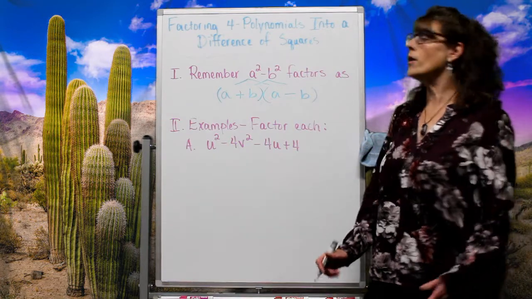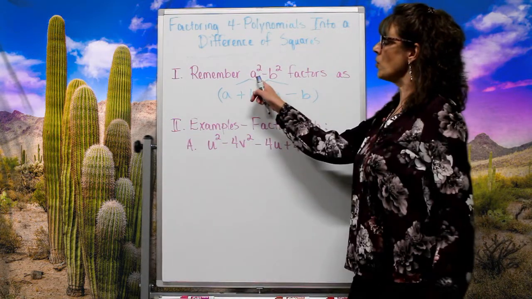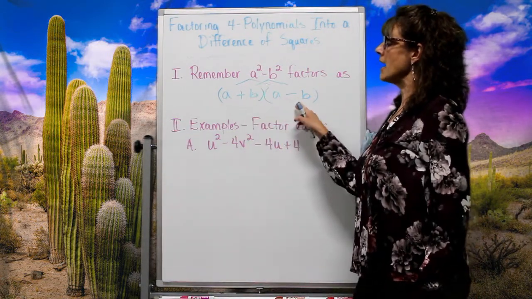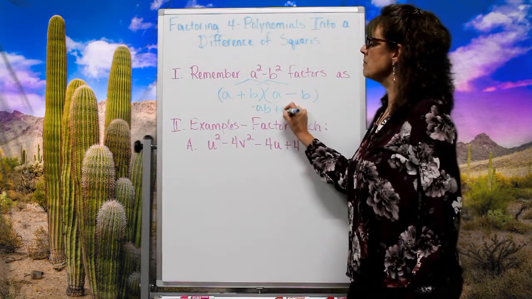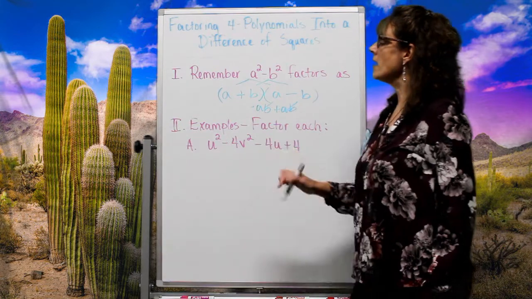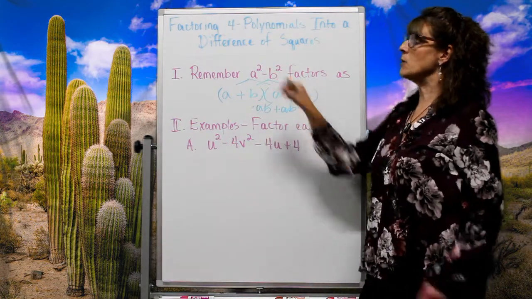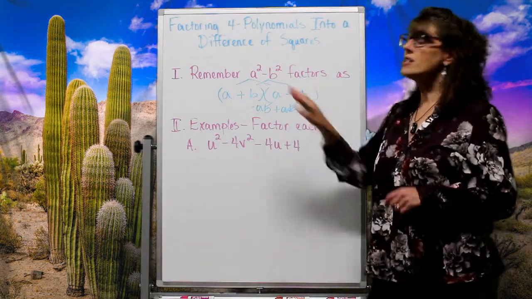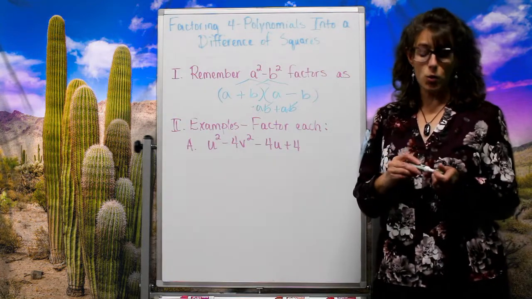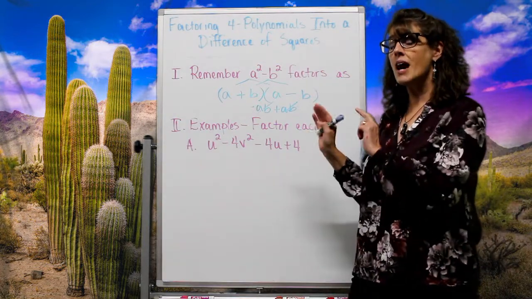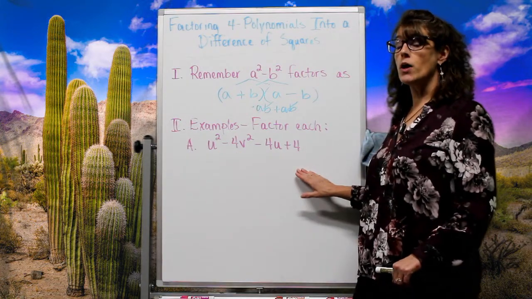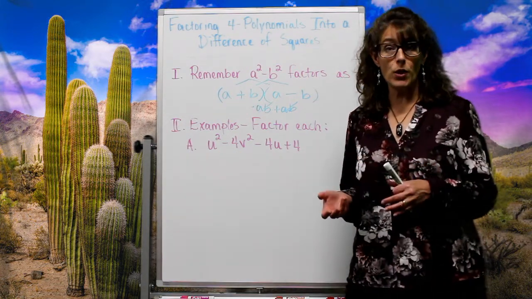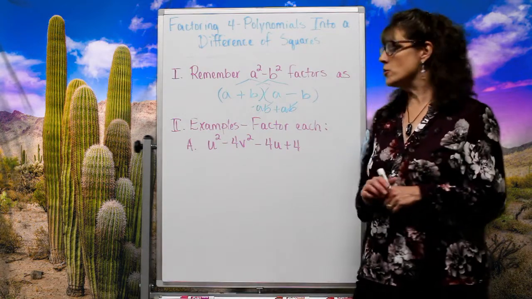Because remember, when we FOIL this, a times a will be a squared. And on the outside, we'll get a negative AB, and on the inside, we'll get a positive AB. Those will cancel out, and then we multiply b times negative b, we get a negative b squared. So this is how we're going to factor a difference of squares. The reason I bring this up is because you can take the 4 polynomial, and you can create a difference of squares out of it. Here's how you do it.